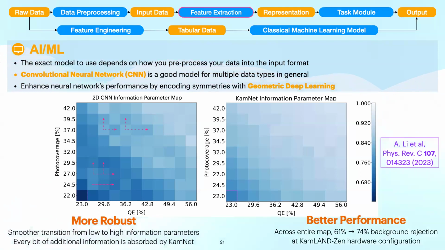And also we can see that by encoding the symmetries, our model is much more robust. If you are using a normal convolutional neural network, you have situations where if you increase your information parameter, your performance actually decreases. Your performance becomes worse when you are introducing more information into your data. This is counterintuitive. It means your model is not robust. It's not extracting all the information you are introducing. But this behavior disappears if we incorporate the spherical symmetries using geometric deep learning.